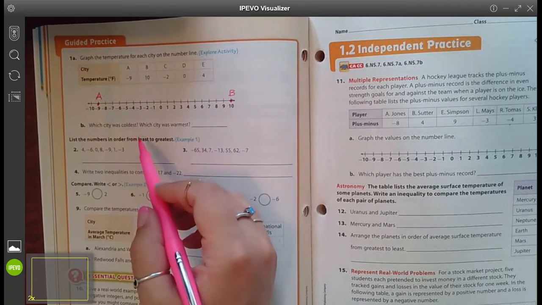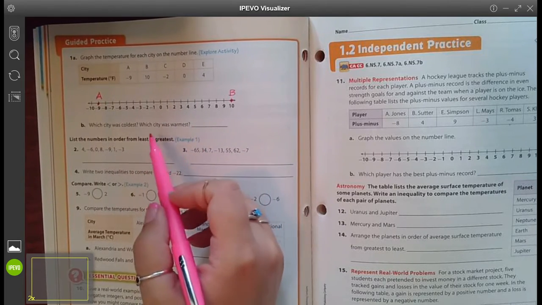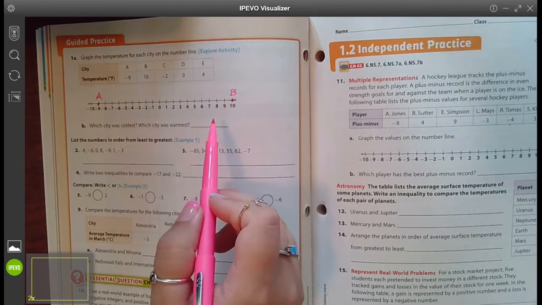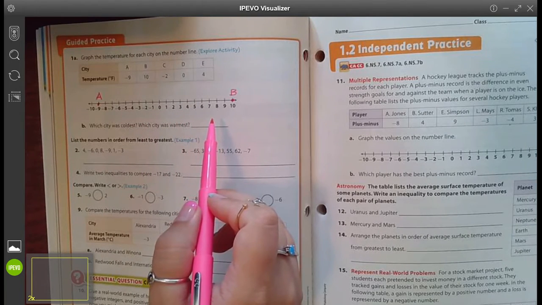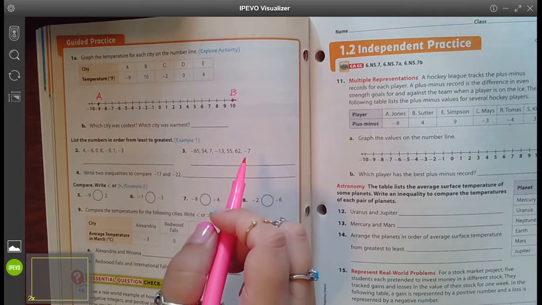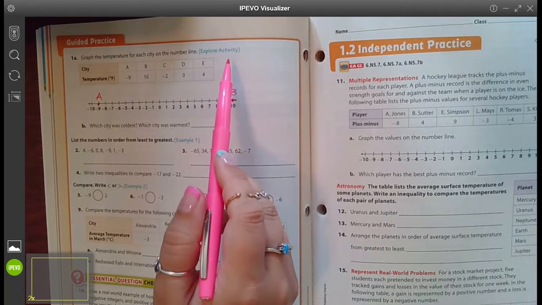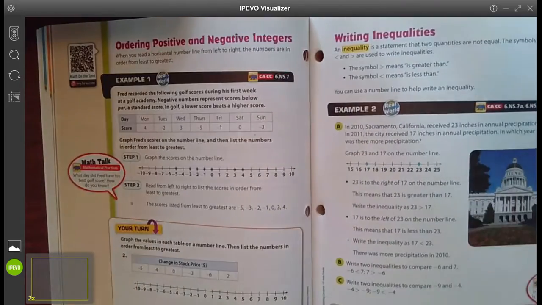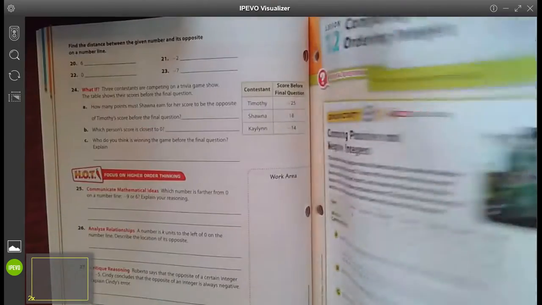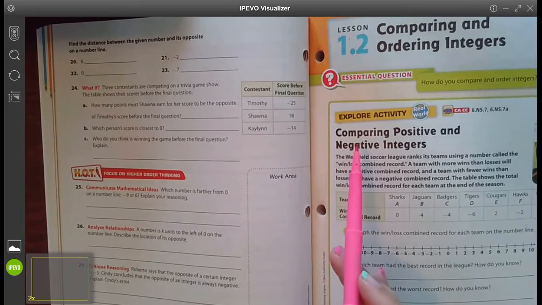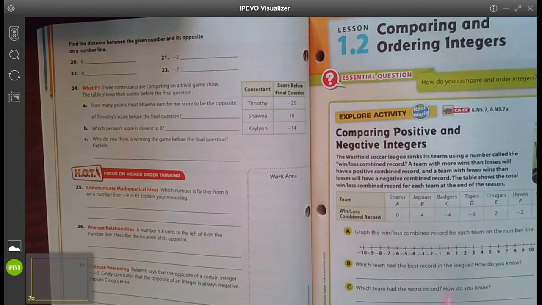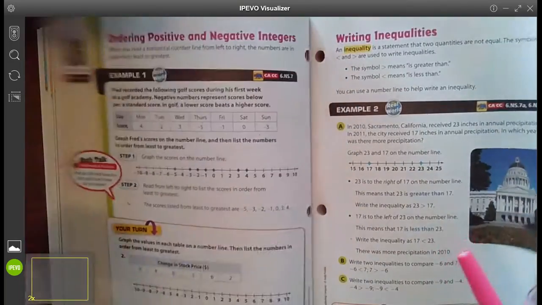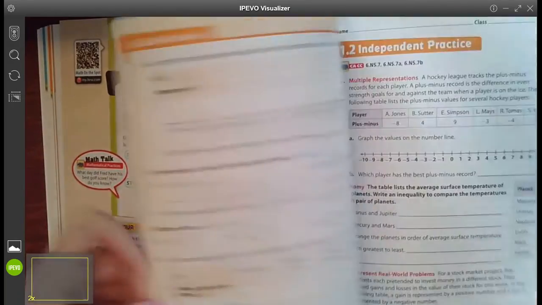And then which city was the coldest? Answer that. And then which city was the warmest? Answer that using what you just graphed up here. Notice right here it says explore activity. That means if you flip back in your textbook to the explore activity that we did, this activity is similar to the problem we were just assigned, and you can use that to help you.